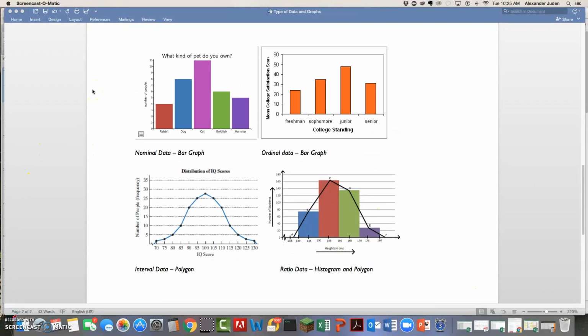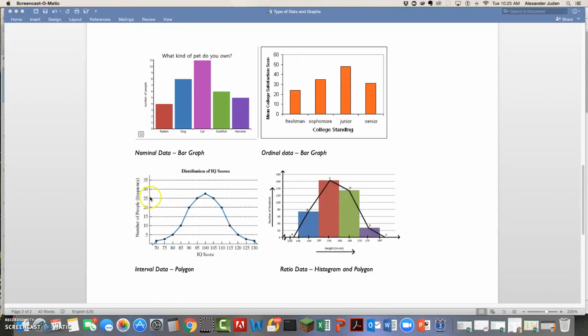Here I have 4 more graphs to show you. In the first example, I have nominal data, the type of pet that you might own. We recognize again that this is qualitative data. These are word categories, therefore a bar graph would be appropriate. The next one we have ordinal data. We have college standing from lowest to highest, freshman, sophomore, junior, and senior. And it's also qualitative data, so a bar graph would be appropriate.